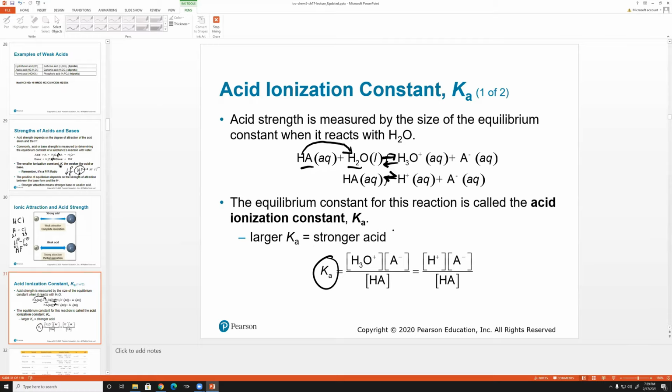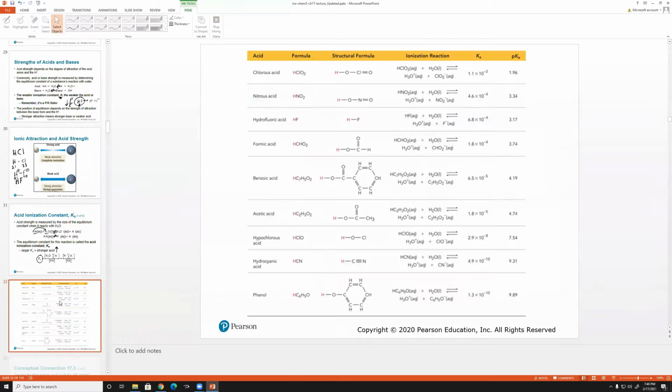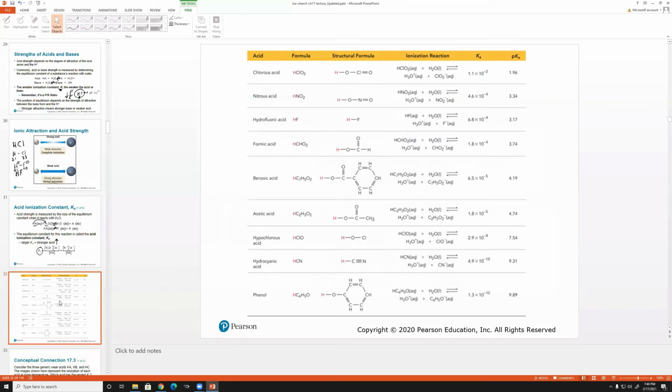So if you have a larger Ka, that means you have a strong acid, because most of your molecules are going to be on the product side, meaning they're going to be H3O+ and the A minus, which means there's going to be a large ionization percentage. So maybe 100%. Calculating the ionization constant is exactly the same as doing the equilibrium constant, and we'll be using this in examples.